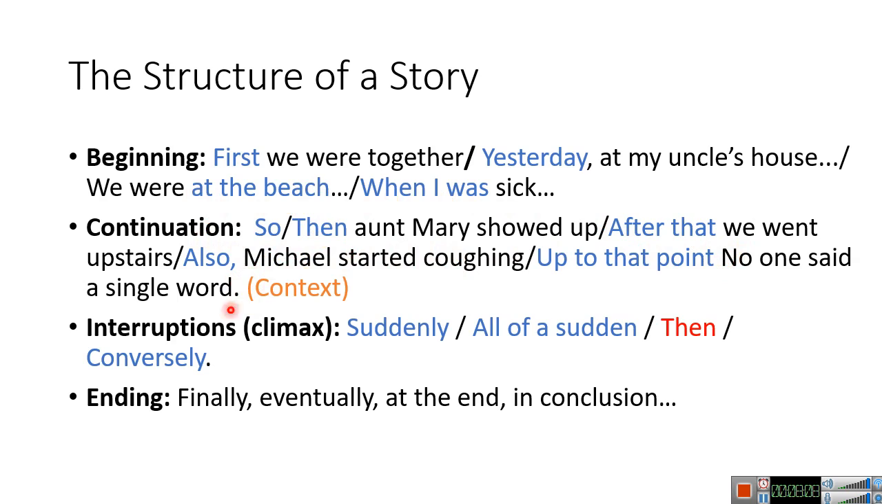That's the context. Interruptions. This is also called the climax, because it's the most important event of our story, and it's usually something that nobody was expecting. So we have words like suddenly, all of a sudden, then. I have marked this in then with red, because in continuation we have also then. But in interruptions, if we use then, we have to use another type of tone when we speak. And give me just 1 minute and I'm gonna go in more detail with that.